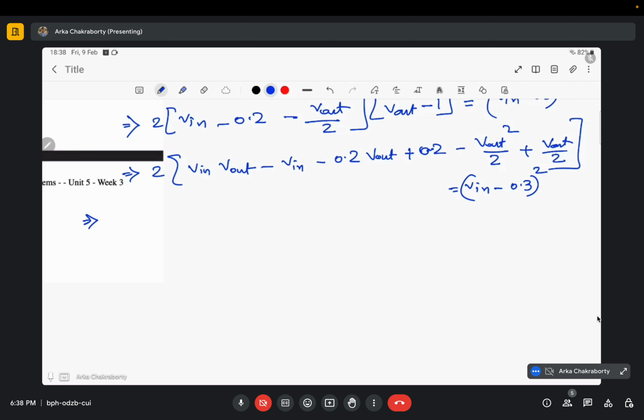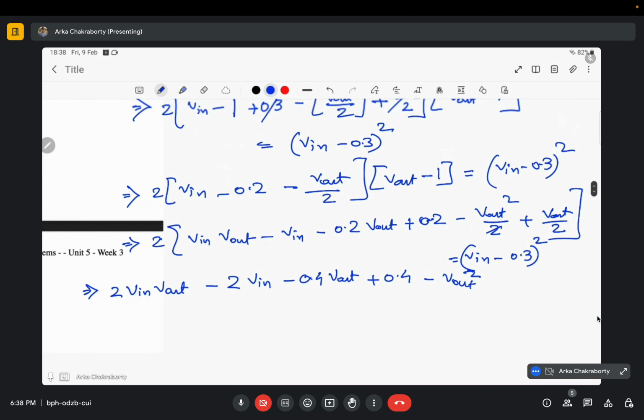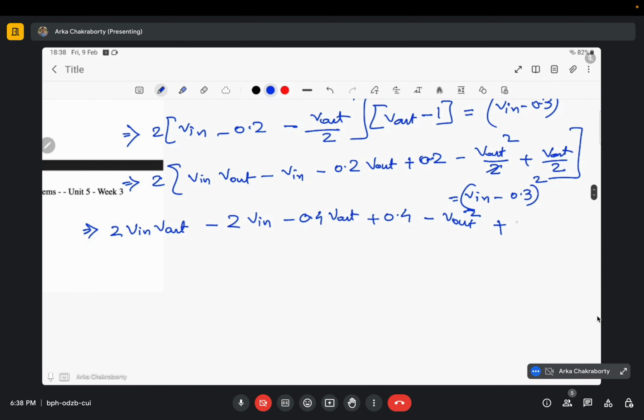Implies 2 V in V out minus 2 V in minus 0.4 V out plus 0.4 minus V out square, because this 2 and this 2 will cancel, plus V out equals to V in minus 0.3 whole square.